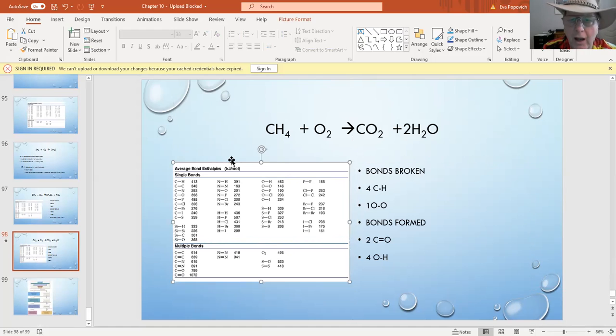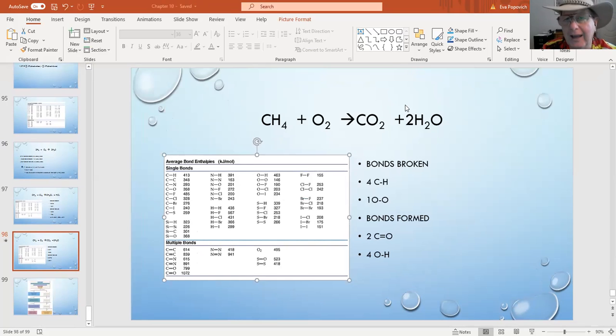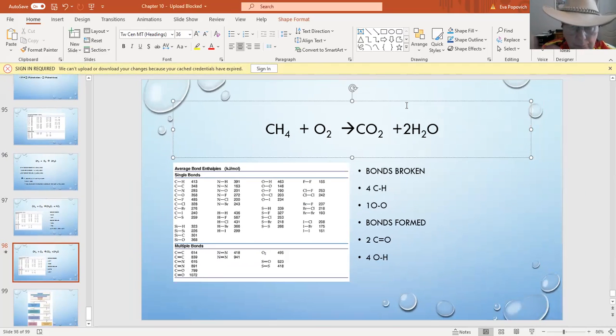And how many OH bonds are being formed, Jasmina? I'm sorry, can you repeat the question? How many OH bonds are being formed when I form two water molecules? 4 total. Each molecule has 2 HO bonds, so there's a total of 4. So to the 2 times 799, I add 4 times, where's the OH bond?